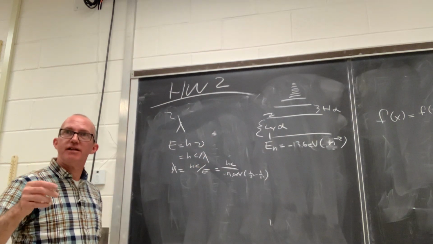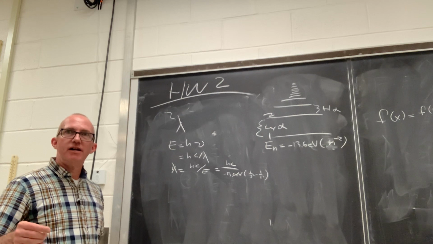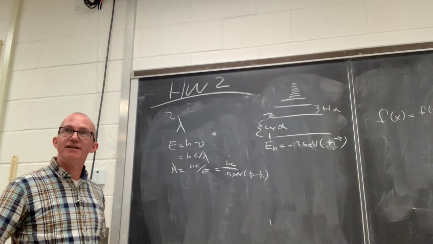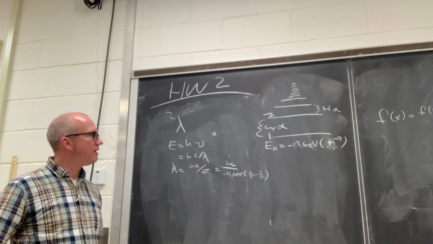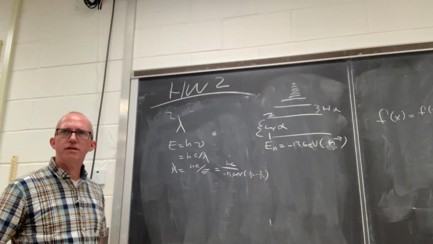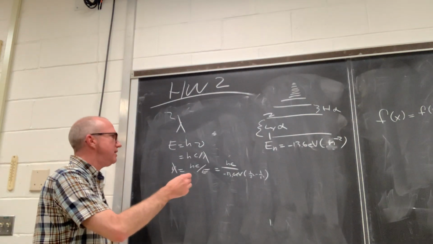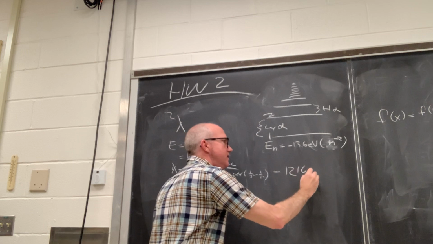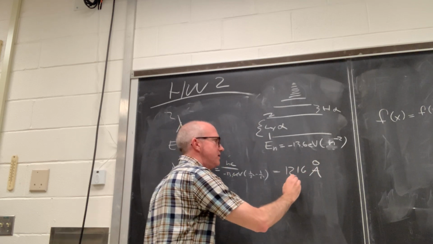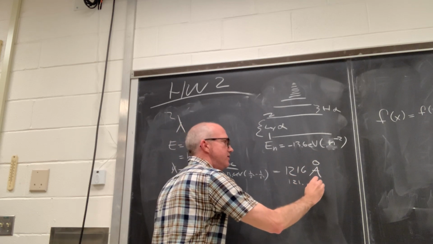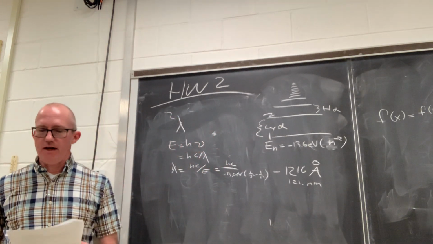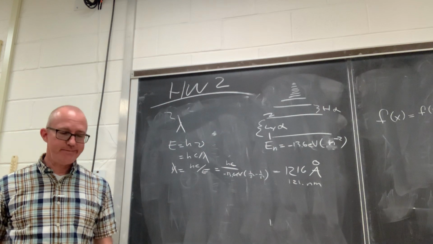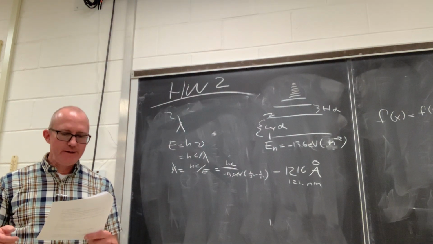Is it fine if we use the Rydberg equation from modern? If it looks like this, yeah. It's just simplified, hc divided by 13.6. Sure. So then you should get 1216 angstroms, or that's 121 nanometers. I'm not sure why the numbers all stick in my head in angstroms, but those are the ones that I remember.